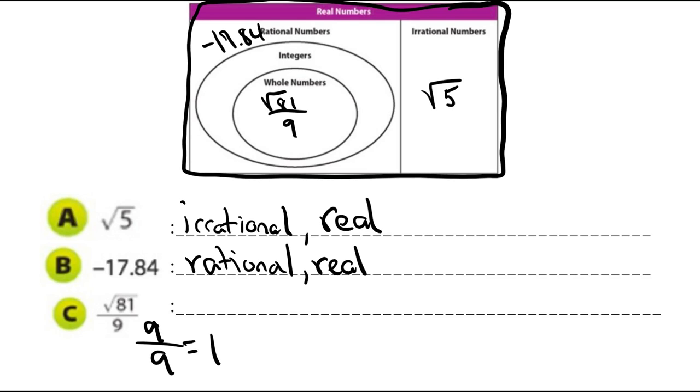but because it's a whole number, it's also an integer and it's also a rational number, because that's what this Venn diagram shows. All the whole numbers fit into the integers category, all the integers fit into the rational numbers category, all the rational numbers fit into the real number category. Okay, so if it fits in whole, it also fits in integers, and it also fits into rational. And like we said, all of our numbers that we're going to do this year are real.